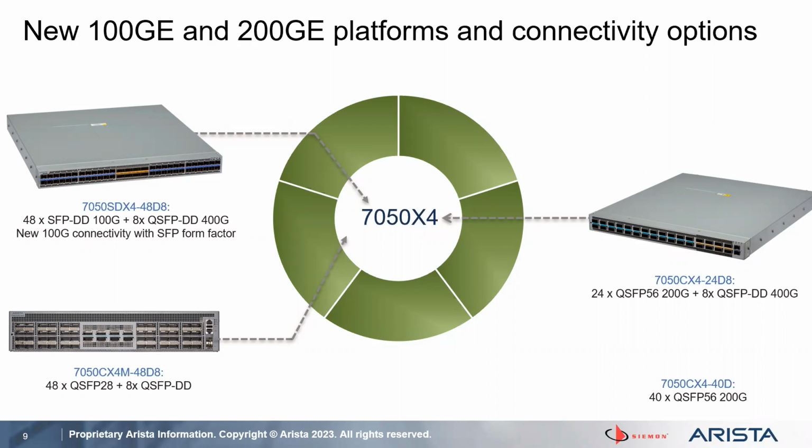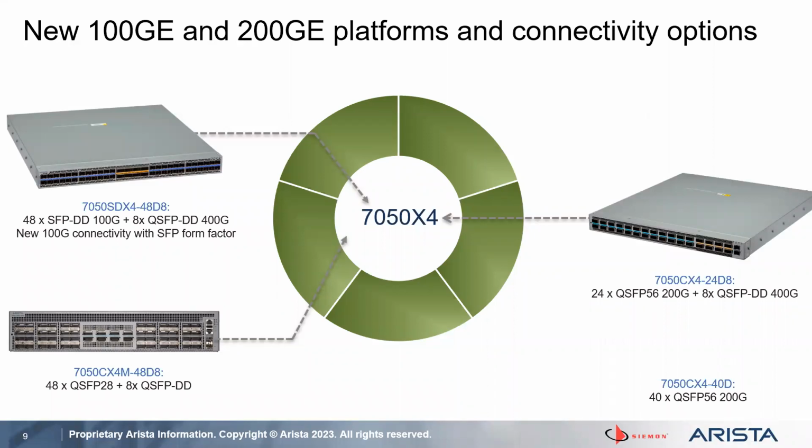If you look at this particular platform at the top left, the 7050 SDX4 platform, this is the first platform where you can get 100 gig connectivity over an SFP form factor. Now, just stop for a second, because today 100 gig connectivity is really only possible with the QSFP form factor. This is the first platform introducing 100 gig connectivity over small form factor, or SFP as we call it. Again, very exciting, because you now have 48 ports of SFP.